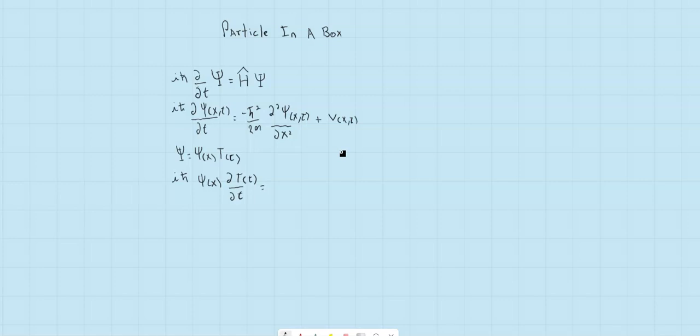And this is going to be equal to negative ħ² over 2m times capital T of t times the second partial of psi of x over the partial of x squared, plus the potential as a function of x, times psi of x.